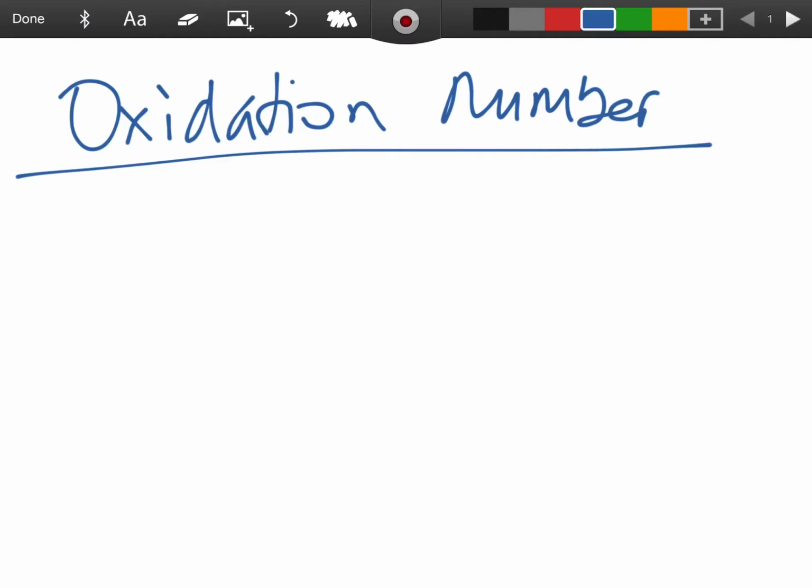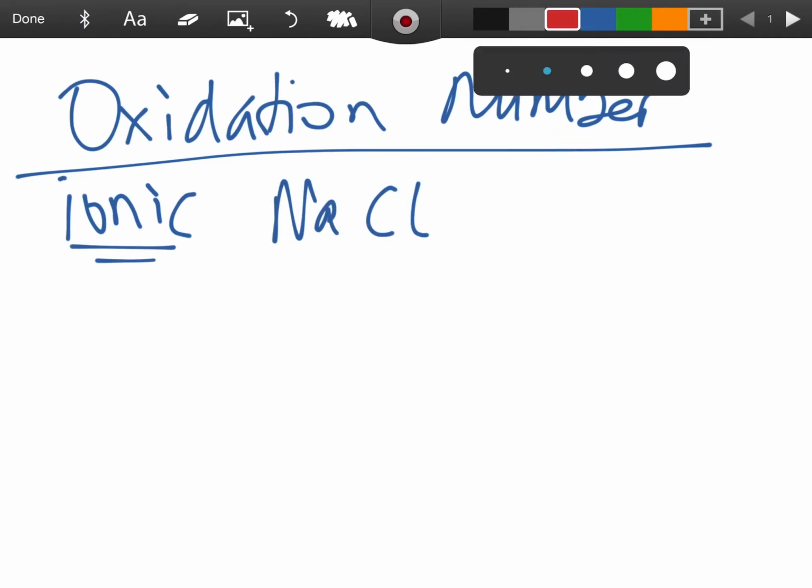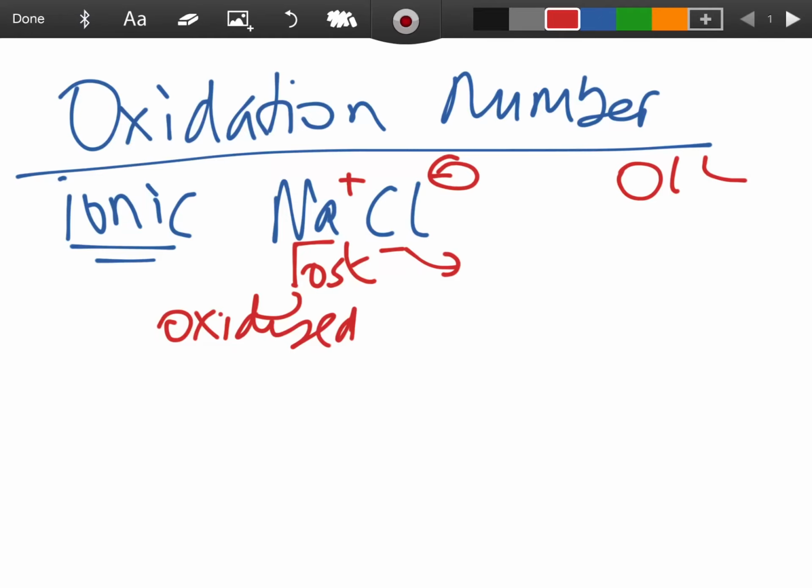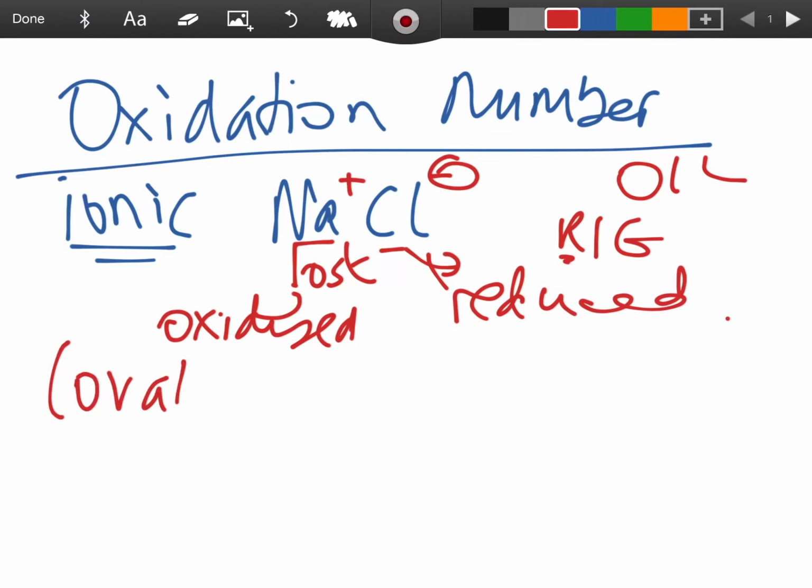Now, the other definition then that you're supposed to know is oxidation number. And this is quite important. So it's the charge that an atom has or appears to have when electrons are distributed according to certain rules. Now, it's fine if the compound is ionic. If it's something like NaCl, then we know that the Na is plus, the Cl is minus. So we know that the Na has lost an electron, and loss would be oxidized. Cl minus tells us that the chlorine has gained an electron. So we would know that the chlorine had been reduced.